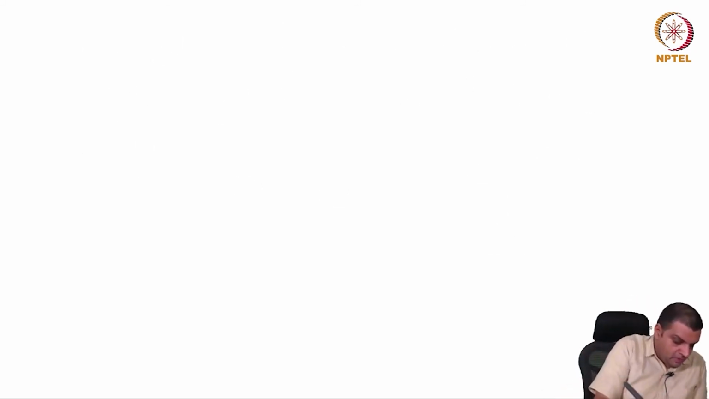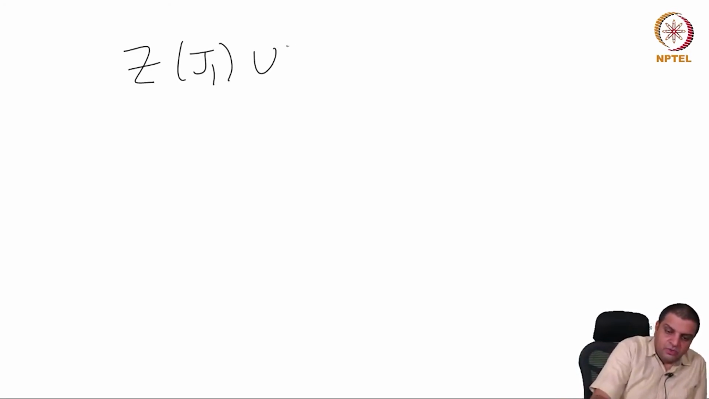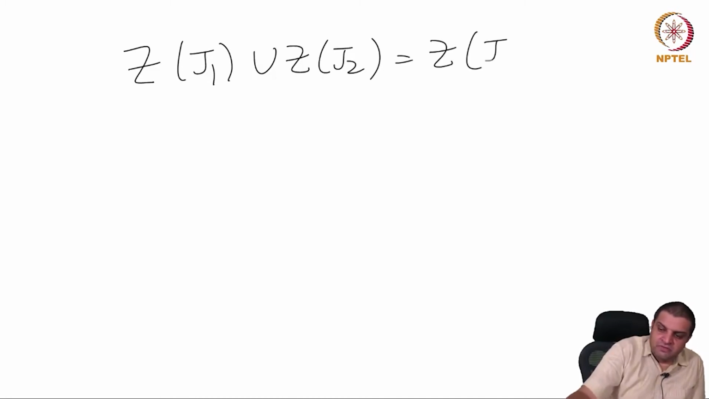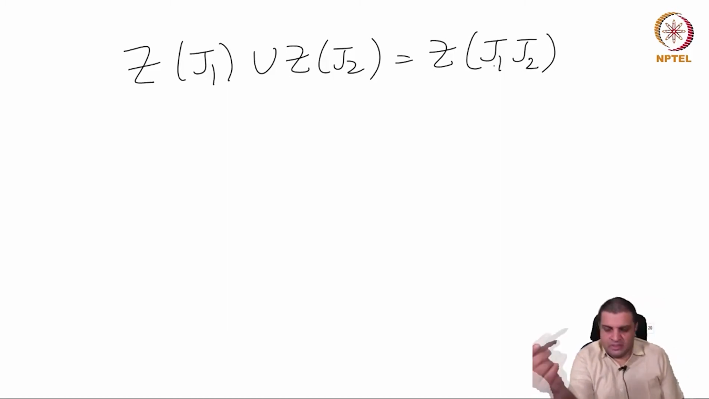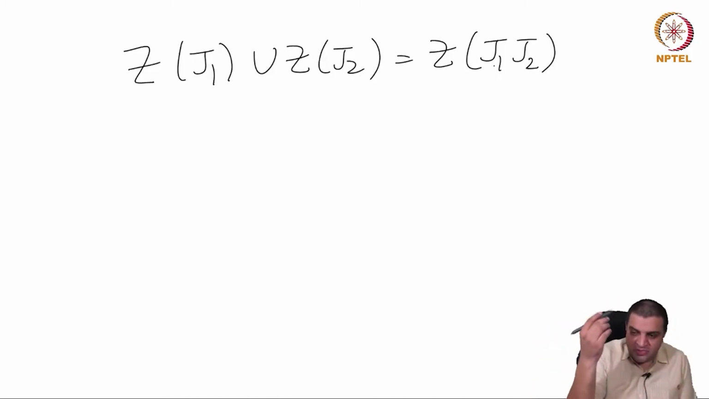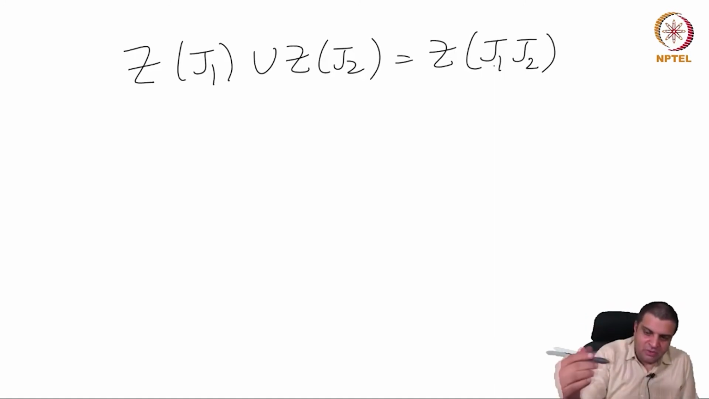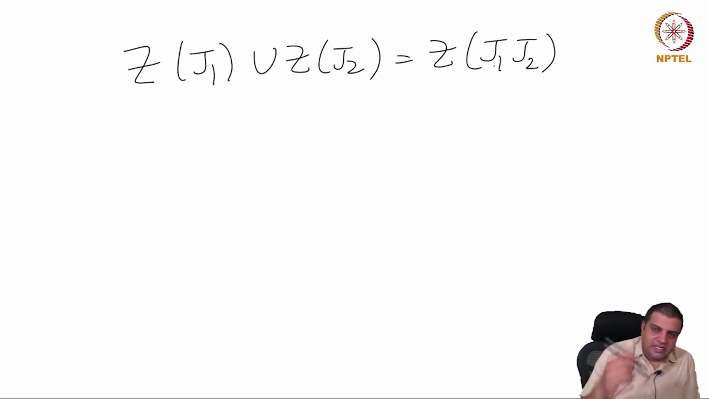So then notice that Z of J1 union Z of J2 is Z of J1 J2. It is also the Z of the intersection, and it's also Z of the product. This is one that we have proved. We have been using the word V at that point, but now I want to think of them as zero sets and call them Z. As we said, we will discuss.